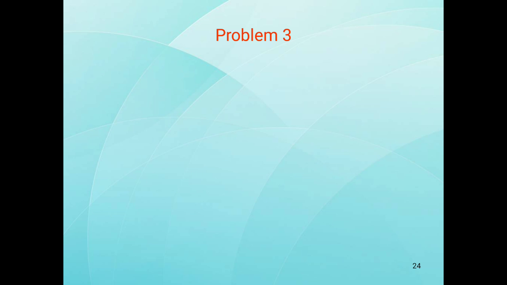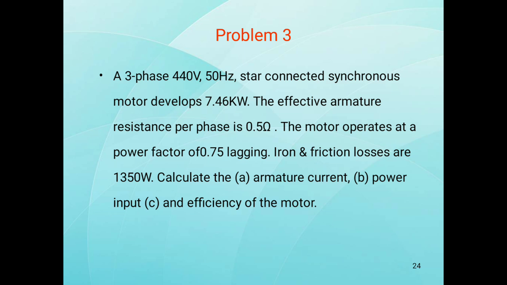Next problem. A 3-phase 440 volts 50 Hz star connected synchronous motor develops 7.46 kilowatts. The effective armature resistance per phase is 0.5 ohms. The motor operates at a power factor of 0.75 lagging. Iron and friction losses are 1350 watts. Calculate the armature current, the power input and efficiency of the motor.